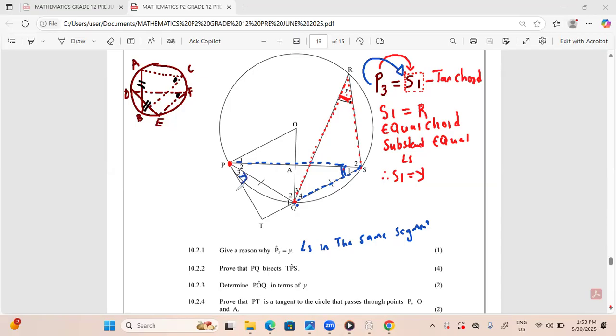Okay? Now, because P3 is Y and P2 is Y, PQ did bisect the angle TPS. Remember, we wanted to prove that P3 and P2 are equal. They are both equal to Y. So the line PQ bisects the angle P in triangle TPS. It means that PQ bisects the angle TPS. So that was 4 marks. I love the question of 10.2.2. Practice it carefully.